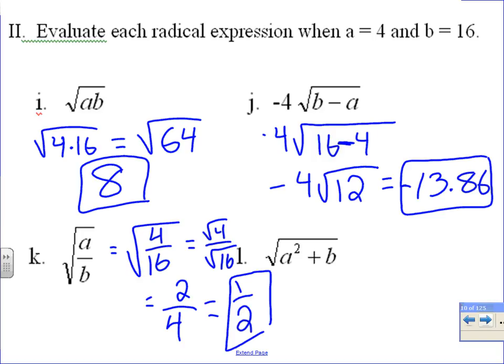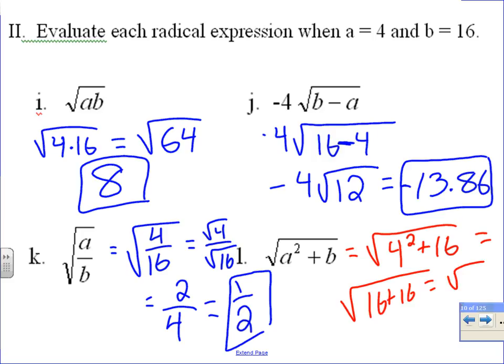Okay, last one on here. Square root of a squared plus b. So let's plug in what we have. A is 4, b is 16. What do we need to do first on this one? Mike? Good. So Mike, what is 4 squared? Good. So we have 16 plus 16, which is 32.